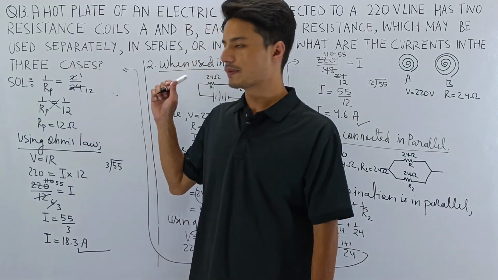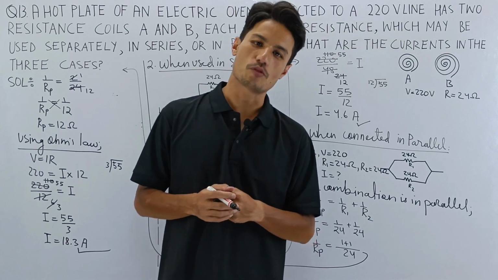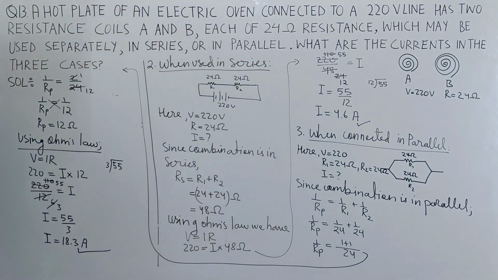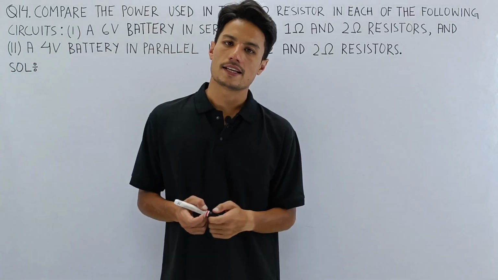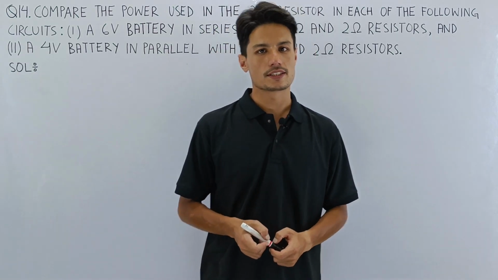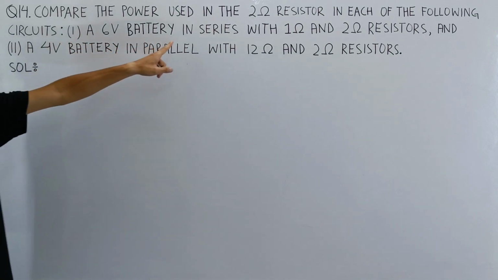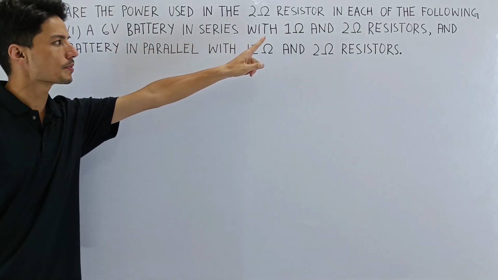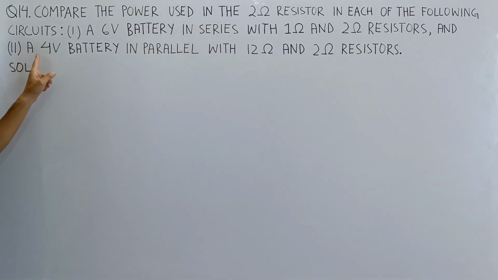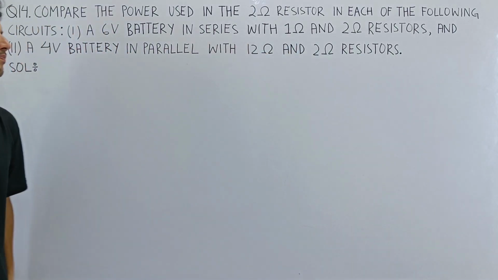Now let me erase this and let us do one more question, question number 14. Question number 14 has been written. Let's read the question together and solve it. The question reads, compare the power used in the 2 ohm resistor in each of the following circuits. Case number 1, a 6-volt battery in series with 1 ohm and 2 ohm resistor. And case number 2, a 4-volt battery in parallel with 12 ohm and 2 ohm resistor.